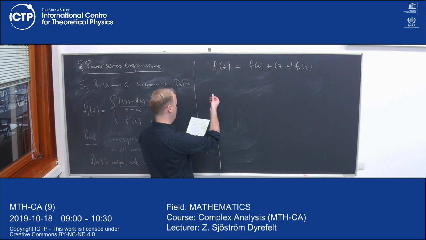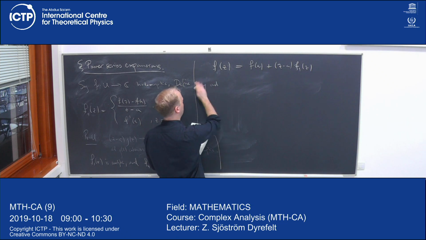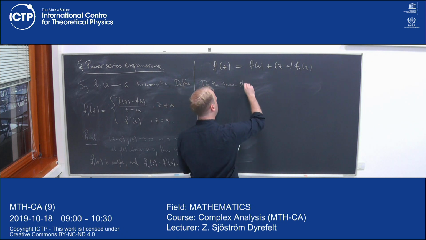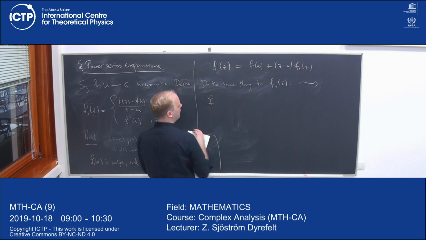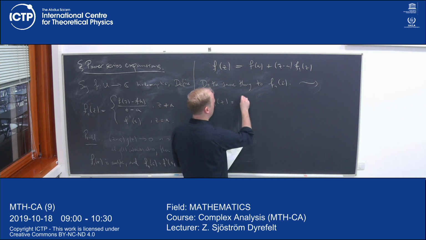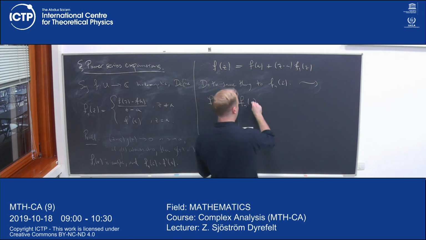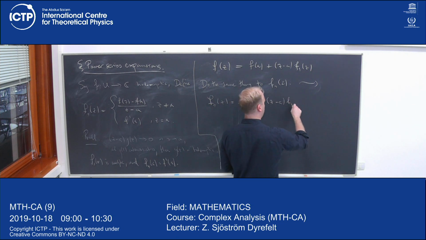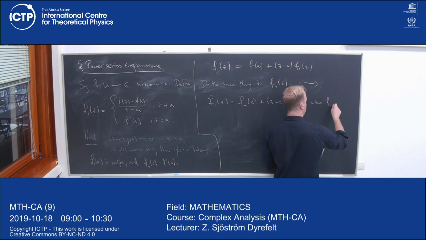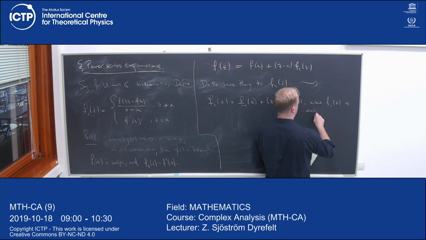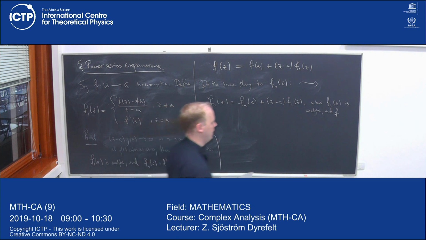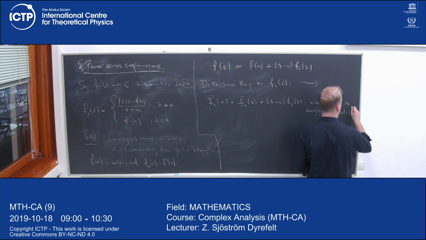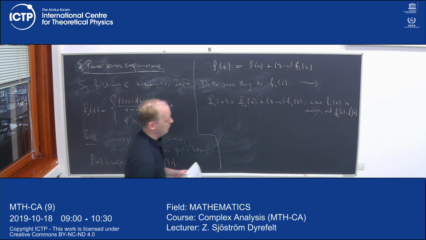And then I can continue this procedure. So let me take the second step. By induction, well, then go on, so do the same thing to f1 of z. So this gives you that f1 of z is equal to f1 of a plus z minus a f2 of z, where f2 is analytic, and so the same thing here. So if I take f2 of a, then it is equal to f1 prime of a.